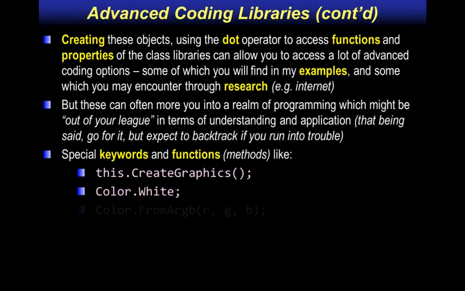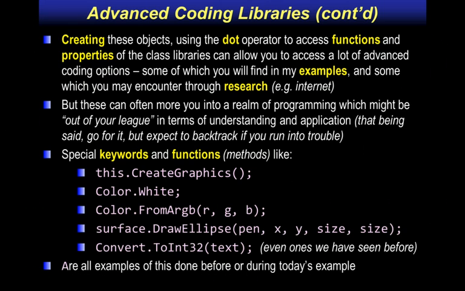So it's again this idea of properties and functions, using the dot, which we learned way back in the beginning. You're going to see some of this today: things like create graphics, color.white, color from RGB, surface draw an ellipse. You even saw this back when we saw convert.ToInt32. Some of this you've seen before, and you've either just mimicked the code to make it work, or you thought, you know what, it kind of makes sense what it's doing. You don't need to have a full grasp of code to at least work with it sometimes, okay?